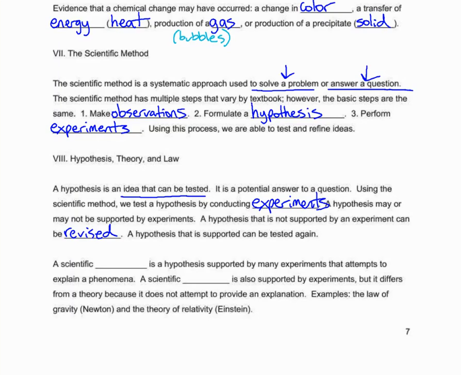A hypothesis that is supported needs to be tested again. Within the scientific community, if you told them that I saw this problem, I made a question, I made a hypothesis, and my experiment proved me right, they're going to say, test it again. The idea is if you only ran your experiment once and it worked, it needs to be tested again.